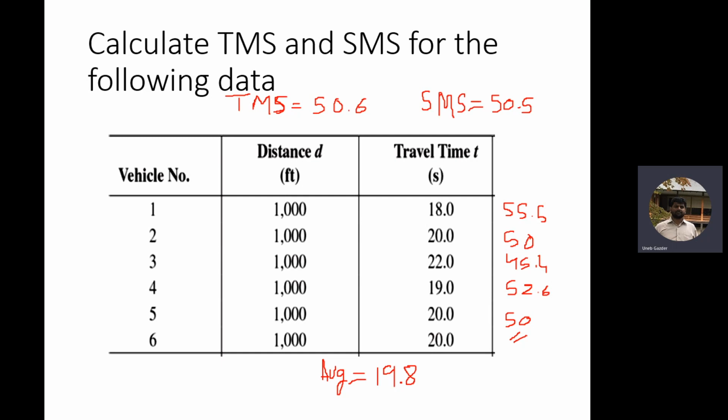And since you used only 6 vehicles, the difference is very small. If you use maybe 20 vehicles or 30 vehicles, same data, the difference may be larger. So even if you use distance upon time, SMS and TMS will not be exactly the same. They are close enough. You can see they are close.